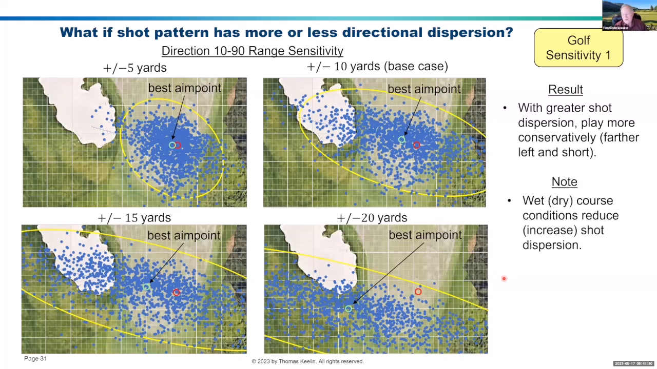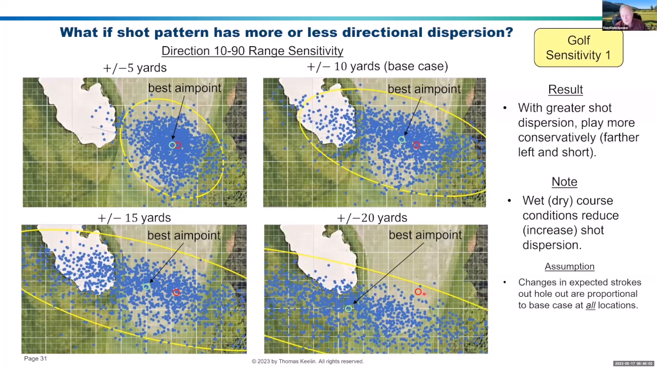I would note that wet and dry course conditions can reduce or increase shot dispersion, so it's not just a matter of golfer skill level. And also golfer skill level: with less skill, you'd probably have higher expected strokes to hole out. These results would not change if the higher expected strokes to hole out from every location is proportional.